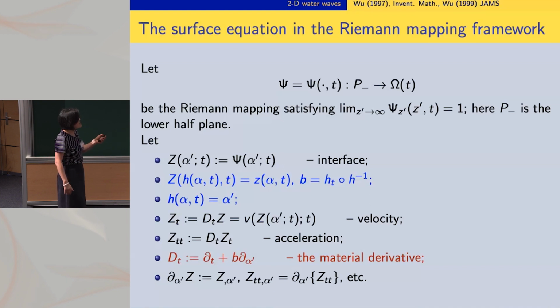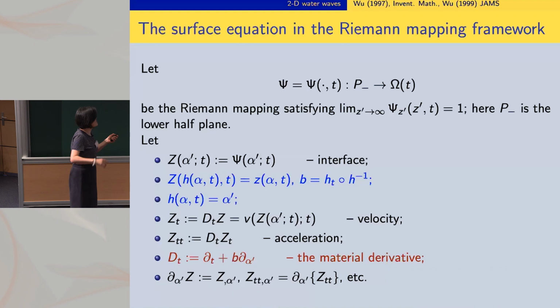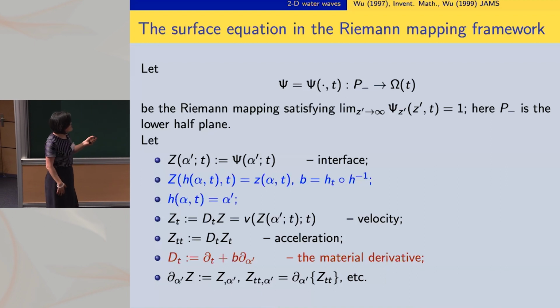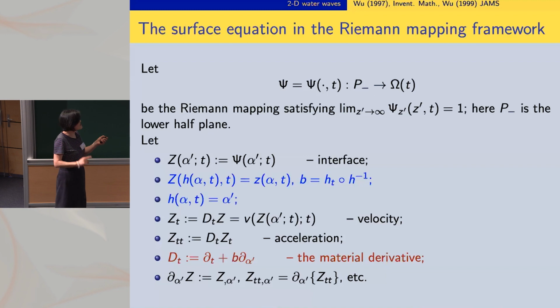So now the fluid interface can also be described by the Riemann mapping evaluated on the interface, on alpha prime, which is a real number, on the boundary of the lower half plane. Okay, but in between this one and the Lagrangian coordinates, there's a change of variable, right? So we just use h to denote the change of variable. So z evaluated at h is just equal to the Lagrangian coordinate. So the Riemann mapping variable we write as capital Z, and the Lagrangian coordinate we write as little z.